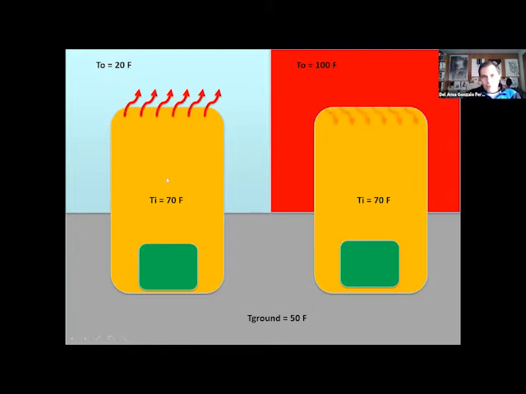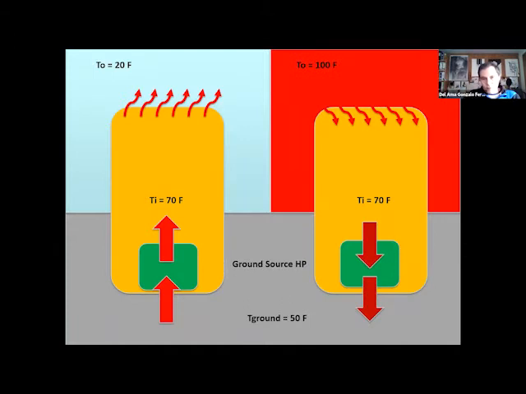In winter, we are losing heat through the envelope. In summer, we are gaining heat through the envelope. So with a ground source heat pump, in winter, we are taking energy from the ground and releasing that energy indoors. And in summer, we are taking that energy from the building and releasing it to the ground. And this is the ground source heat pump.